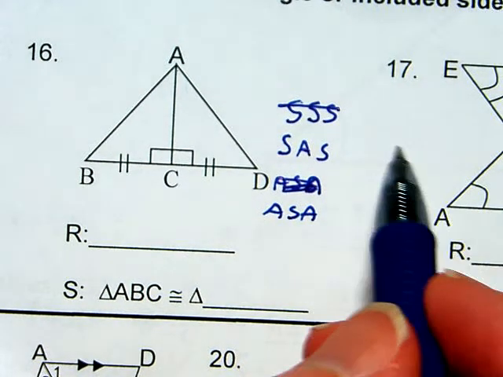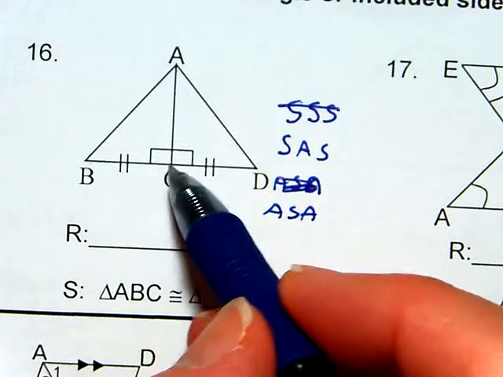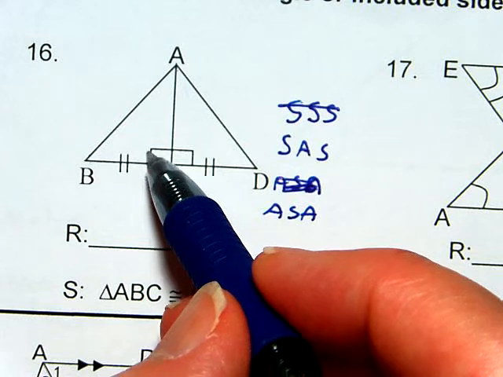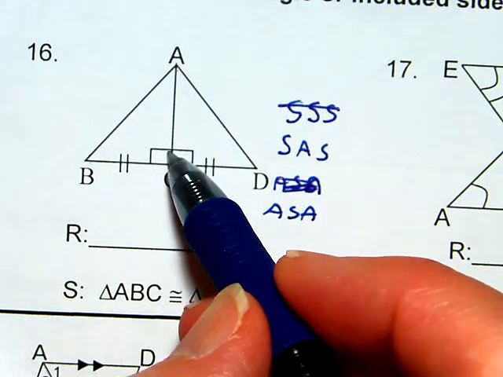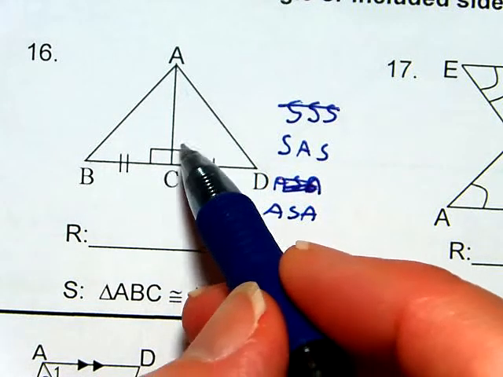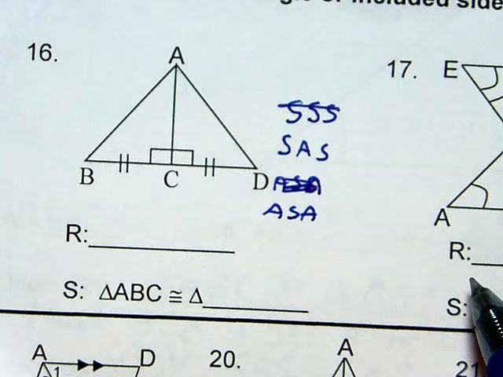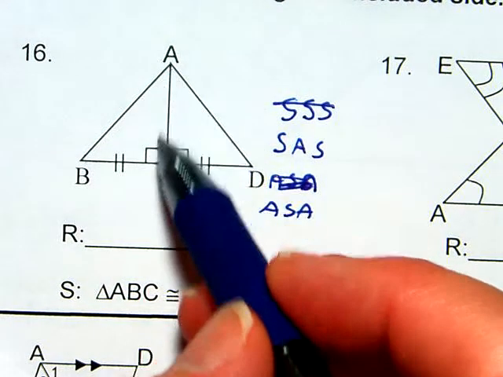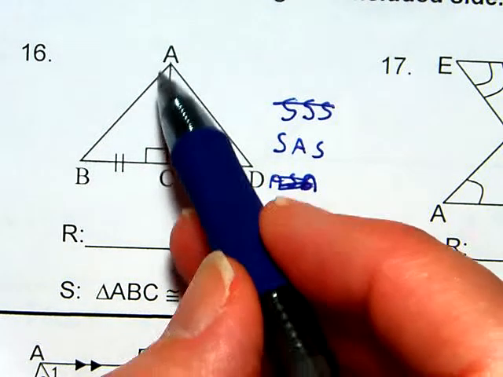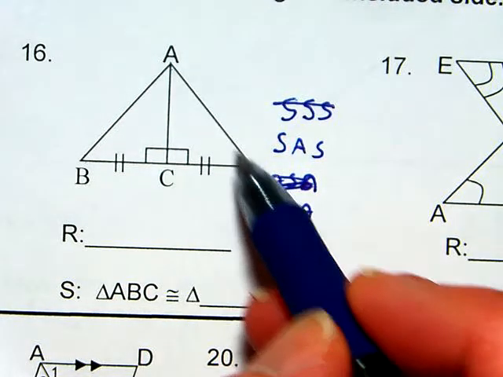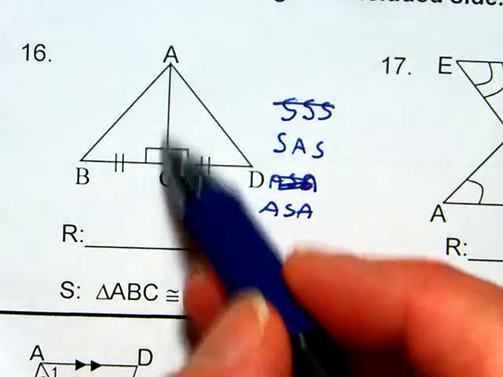How about side, angle, side? Well, we've got side BC is congruent to side CD. We've got this right angle, and a right angle over here, and we know right angles are all congruent. So we've got a side, we've got an angle. Do we have another side that's congruent between these two triangles? Actually, we do. AC is a side that is shared by triangle ABC and is also shared by triangle ACD. They overlap on side AC.